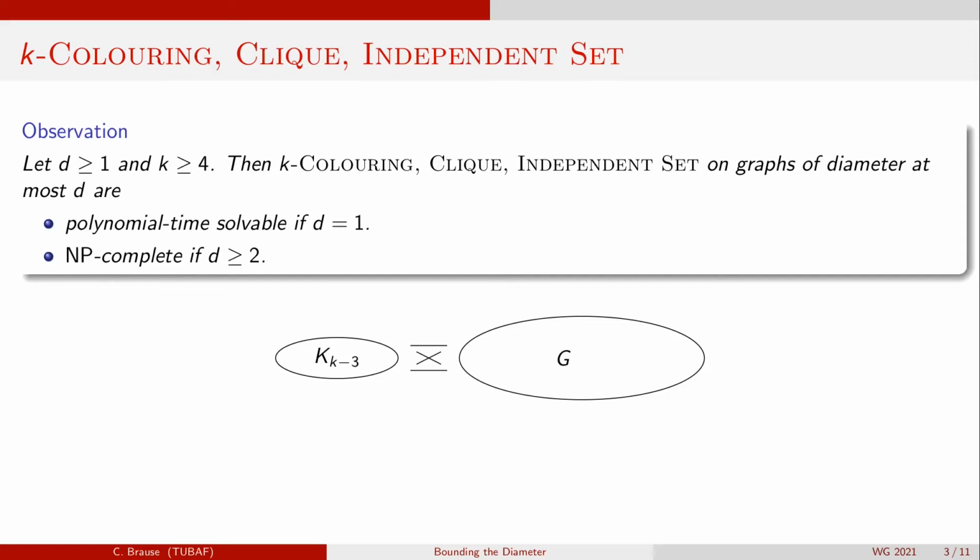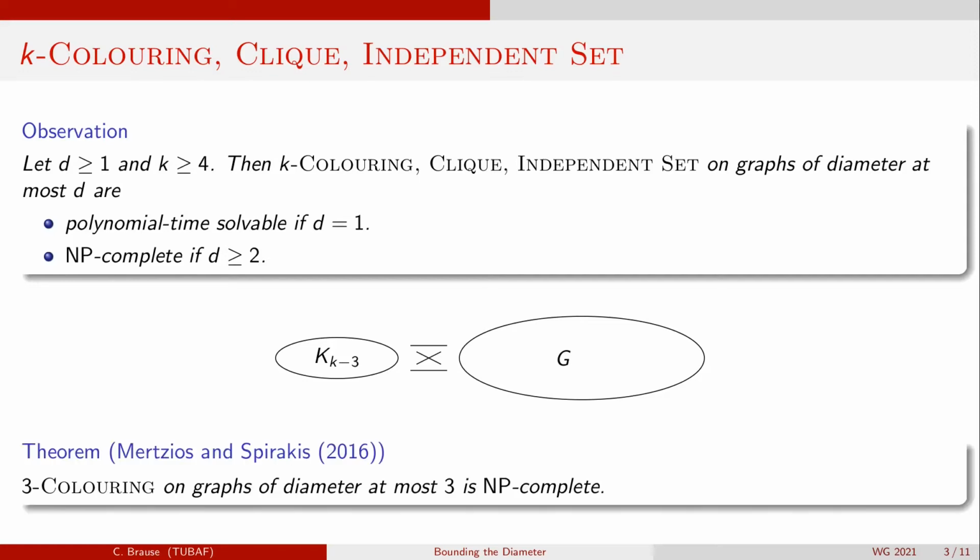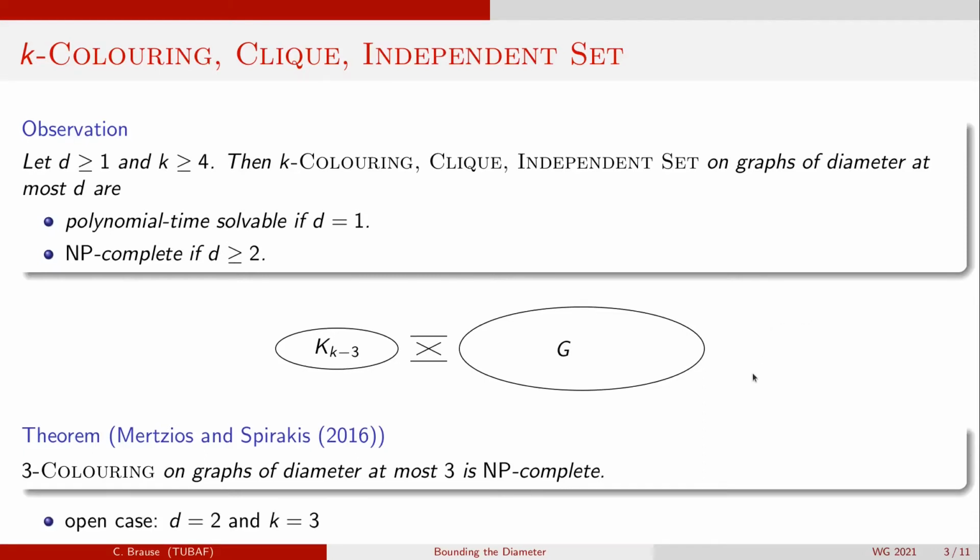However, it's easily seen that 3-coloring is NP-complete on graphs of diameter at most 4, and there's a highly non-trivial proof that also shows that 3-coloring is NP-complete on graphs of diameter at most 3. And so we find that for clique and independent set, our observation gives a complete solution, but for the k-coloring problem, there's one open case. And this open case is where we consider the 3-coloring problem for graphs of diameter at most 2.